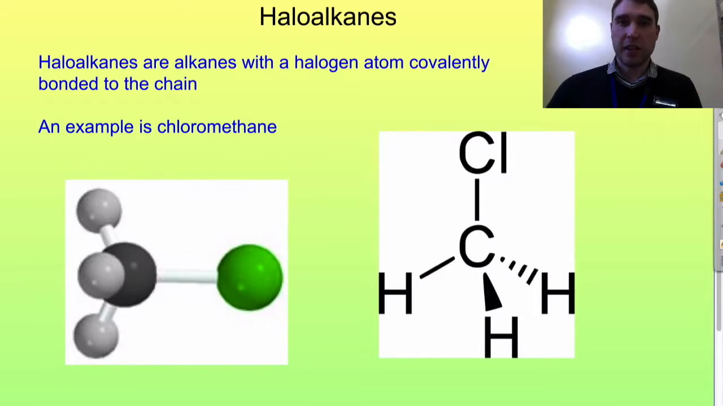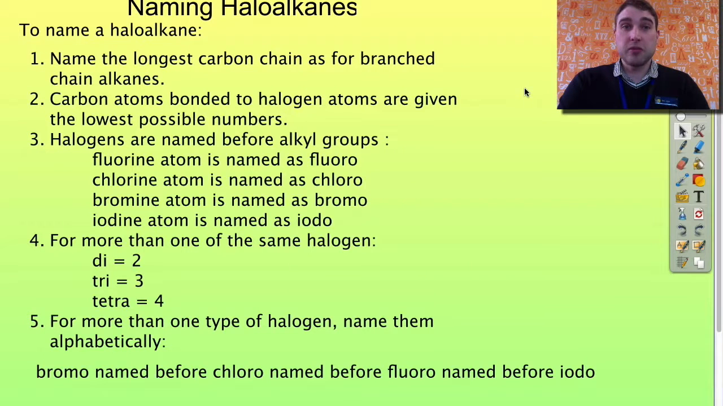Next we're going to look at haloalkanes. Haloalkanes are where you have a halogen that's covalently bonded into the chain somewhere. So to name haloalkanes we follow rules similar to what we did before. Find the longest chain, you might need to number, and then think of what our prefixes are going to be. So fluoro, chloro, bromo, iodo, they're the prefixes that go before the chain. If you've got more than one of the same, you use di, tri, tetra. If you have more than one type of halogen, then you go in alphabetical order. So bromo before chloro, before fluoro, before iodo.